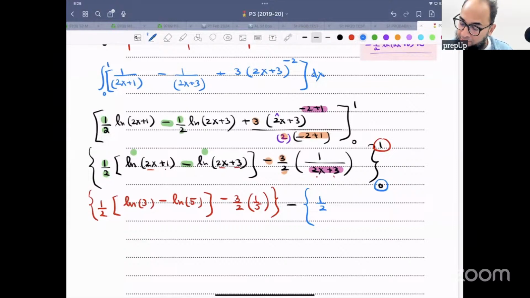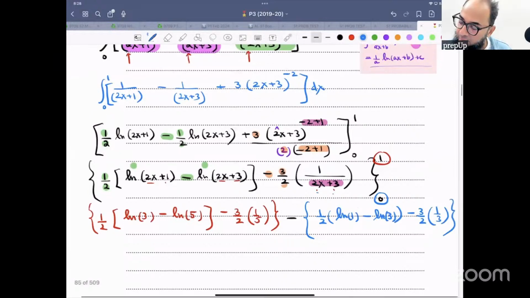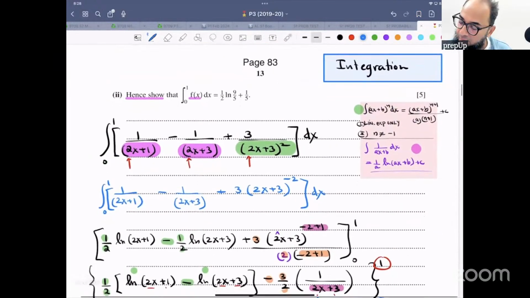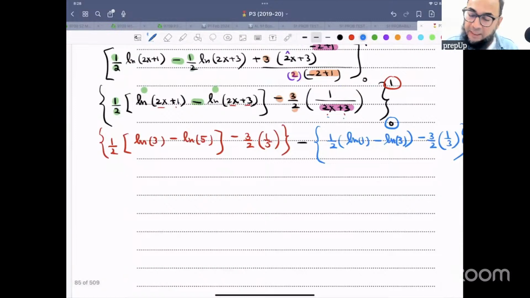ln 1 minus ln 3. Put a bracket over there. And then negative 3 over 2. If I plug in over here, that is minus 3 over 2, and this is 1/3. And I think I have the answer over there, so I can always double check even if I make a mistake. So now let's get started with this.